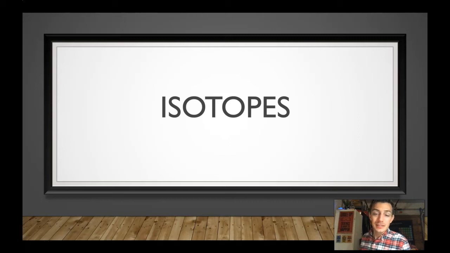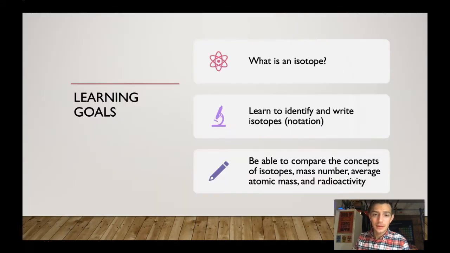Hi students, this lecture is on isotopes. In this lecture you'll learn what an isotope is, how to identify an isotope when you see it, and write the proper notation for an isotope. And lastly, to be able to compare these concepts: the isotope concept, mass number, average atomic mass, and radioactivity.